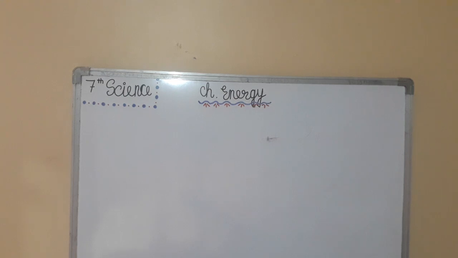Today we will learn class 7th science chapter energy, part 5. In this part we will learn another solved problems of kinetic energy. In part 3 we learned what kinetic energy is, with two examples. Now we will learn another examples. So, the third example.